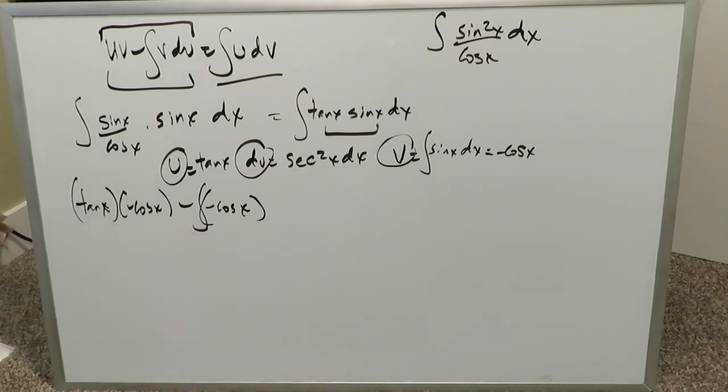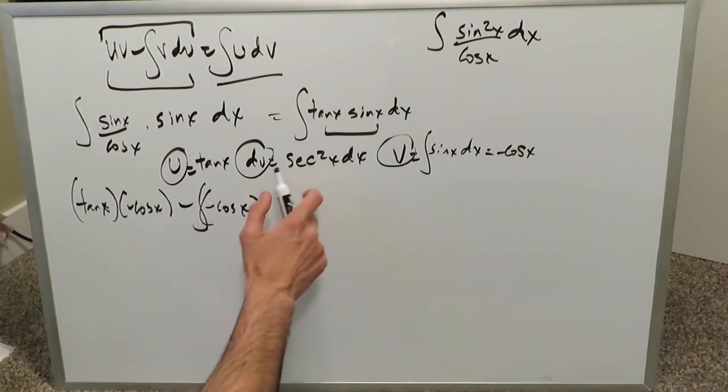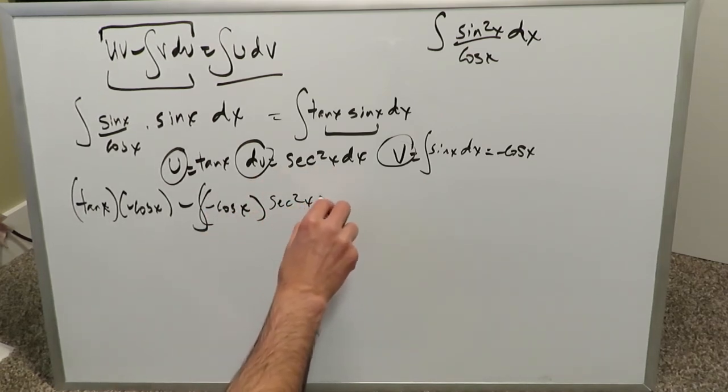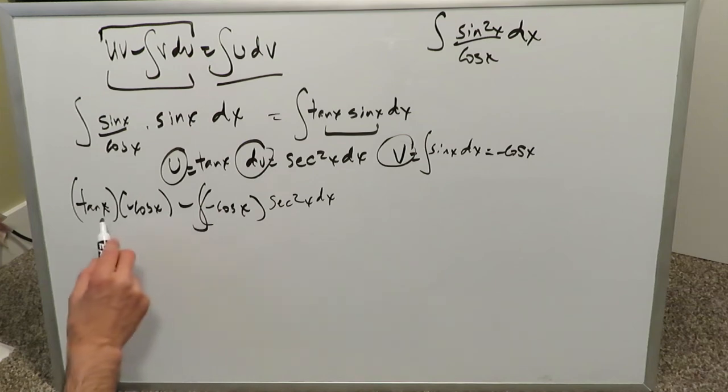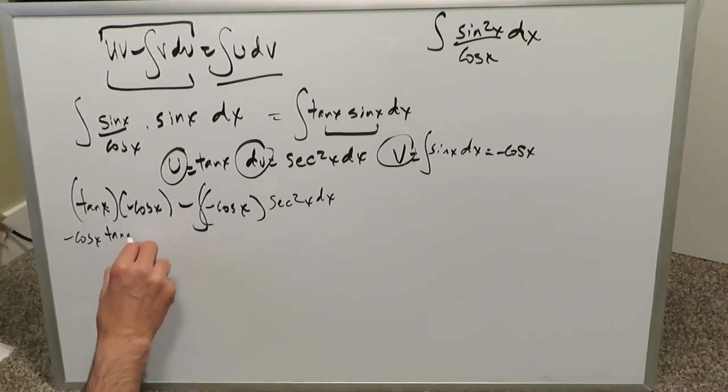So don't get intimidated now. We have to learn it, and it's not too hard. We'll even learn how this formula is derived. V du. Du is right here. Secant square x dx. You can solve some of this. Minus cosine x tan x is what comes out here.